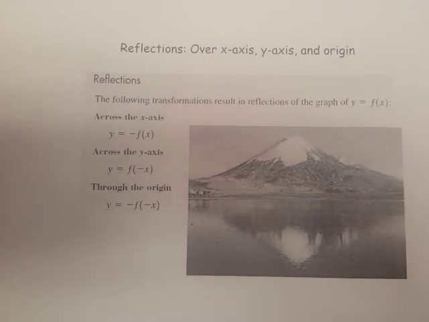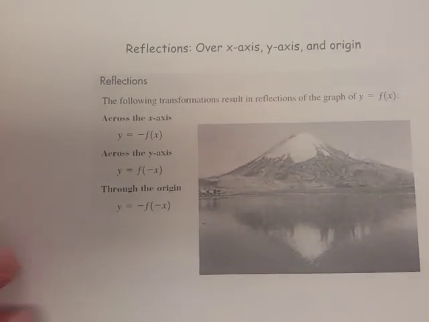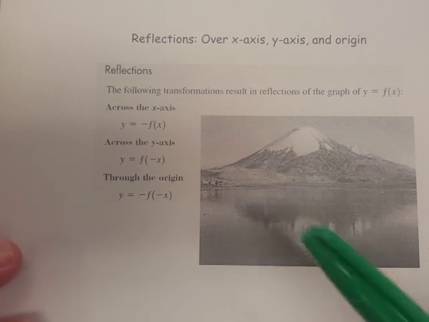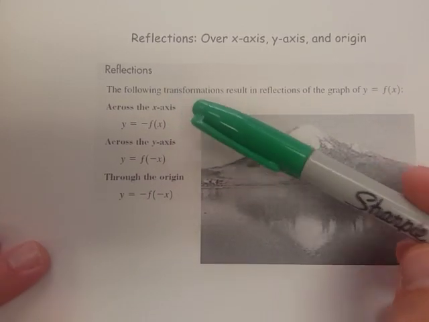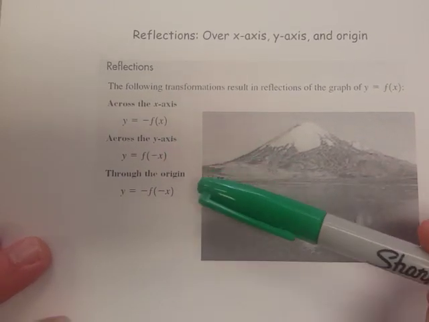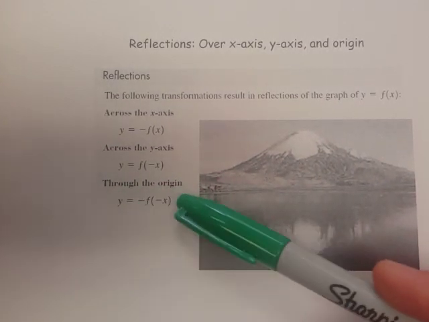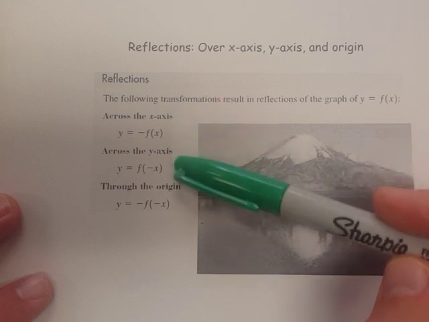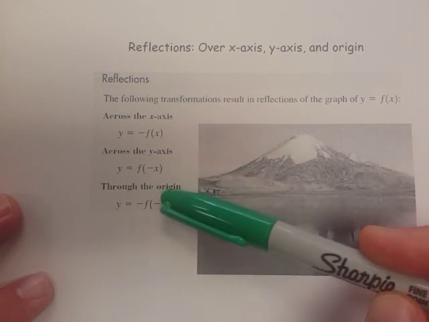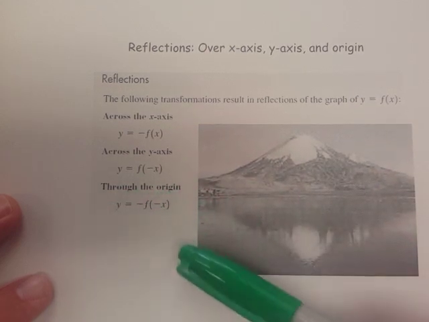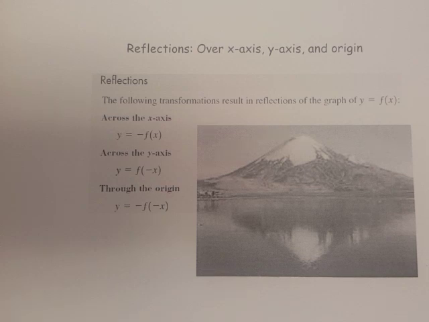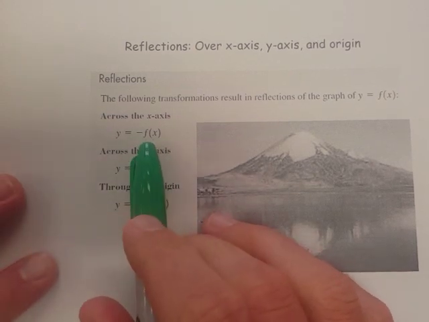Next on the list of transformations are reflections. Reflections can be done in three ways, either over the x-axis, across the y-axis, or both. Both is considered to be a reflection over both of those, but also considered to be reflected through the origin. So if it's across the x-axis, that's the simplest one.